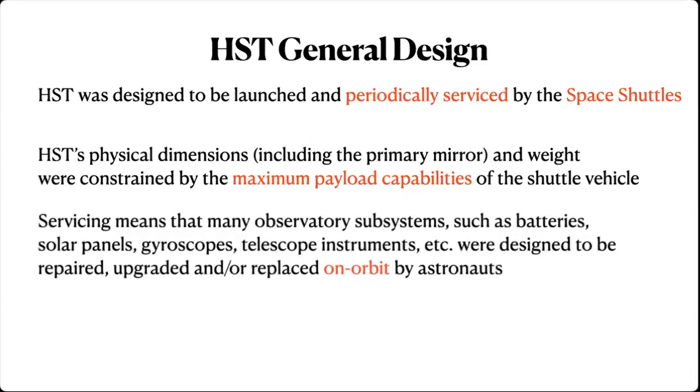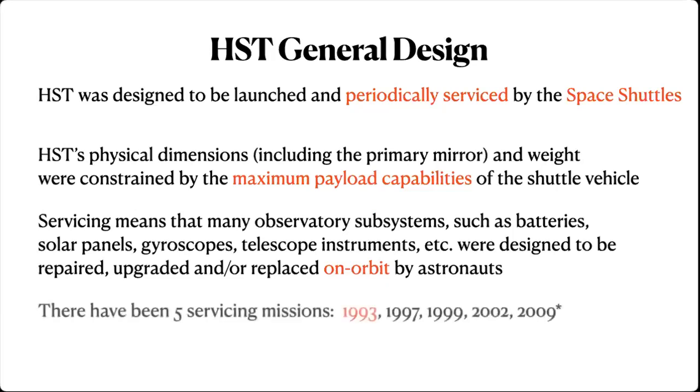By servicing, we mean that lots of subsystems, batteries, solar panels, gyroscopes, telescope instruments even, were designed from the beginning to be repaired or upgraded or replaced by astronauts working on orbit. And that, of course, took place. There were 5 servicing missions. The one we're going to focus on is the first one, 1993, actually in December of that year, where the repair was taking place. The shuttle program ended in 2011.